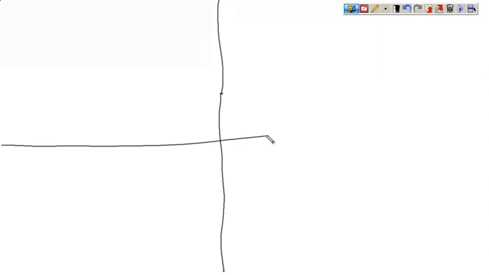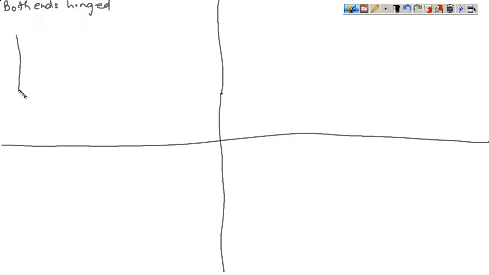What we have done till now is theory of columns. So in theory of columns, we have four basic types of columns. Let me divide the screen into four parts. The first is both ends hinged. So this is a column. This is the load. This is the buckling.